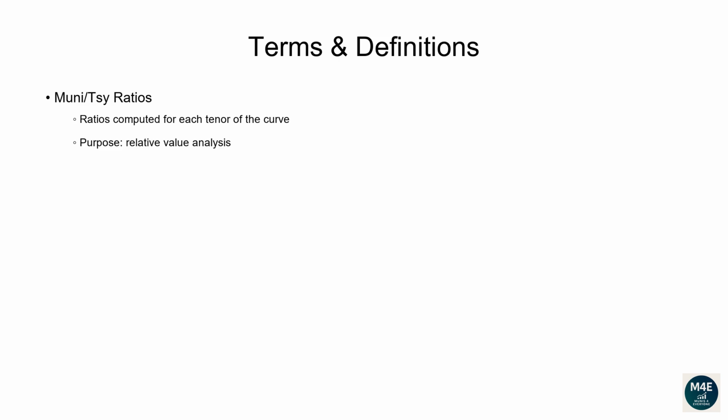Why do we compute ratios? They are one way portfolio managers and traders measure the relative value between municipal bonds and treasuries. Treasuries are the risk-free benchmark backed by the US government. Munis are obligations issued mostly by states and cities. Therefore, professionals want to know, am I getting enough extra yield in munis compared to risk-free treasuries?